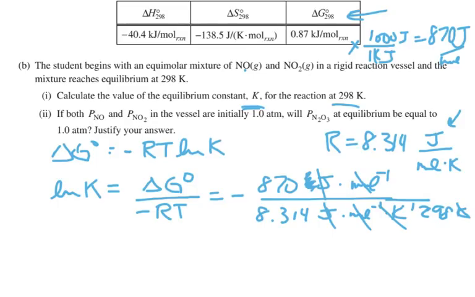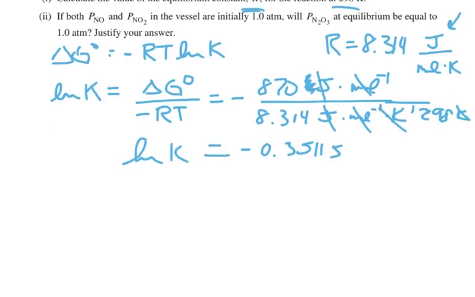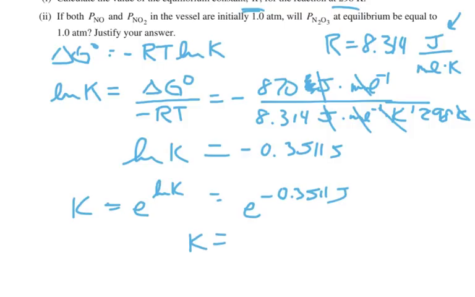So when I get this calculated, I'm going to find out that my ln of k equals this number, which I calculate as negative 0.35115. Too many significant figures, that's fine. Now if I want to get k by itself, I have to take e to the ln of k. That's going to equal k. And I need to have e to the negative 0.35115. And that means this comes out to be 0.70.